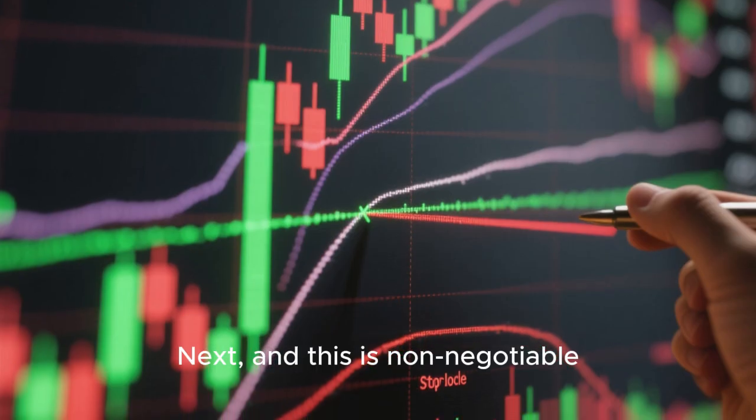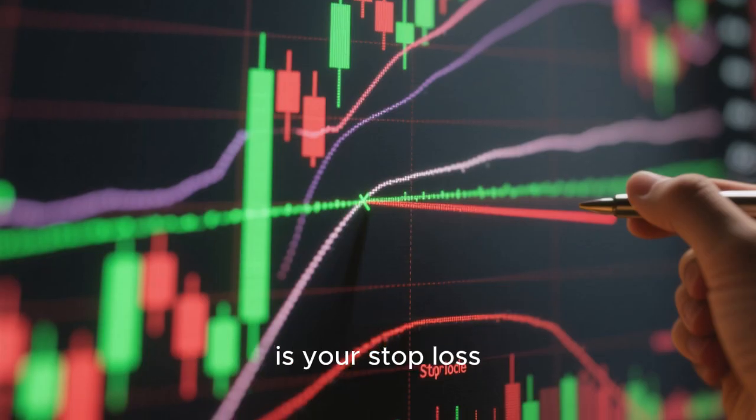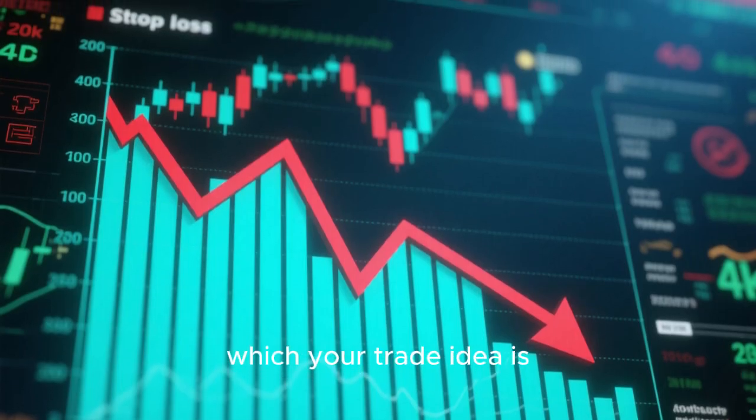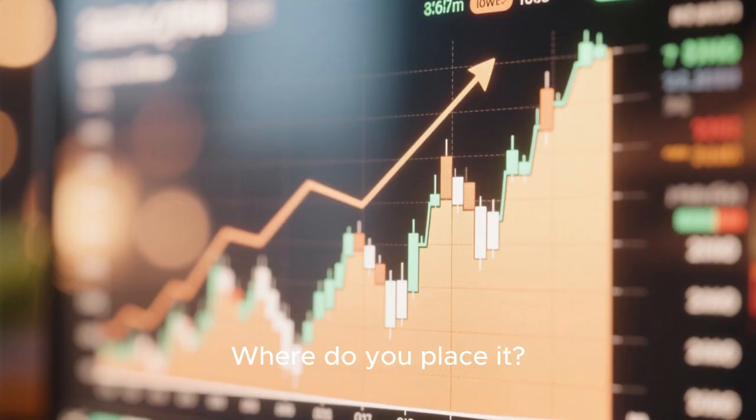Next, and this is non-negotiable, is your stop loss. Your stop loss is your safety net. It's the point at which your trade idea is proven wrong. Where do you place it?